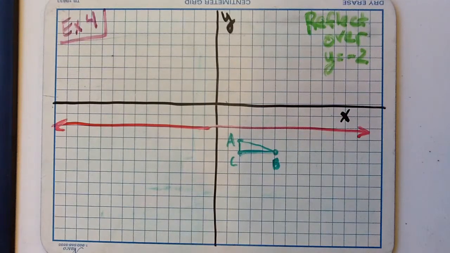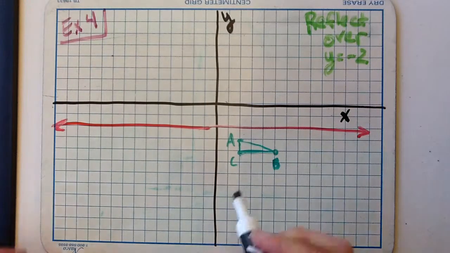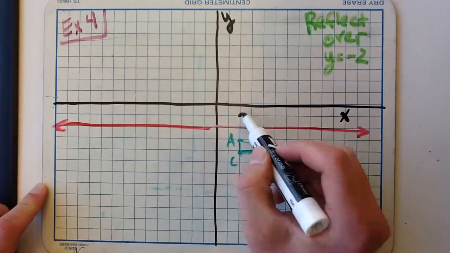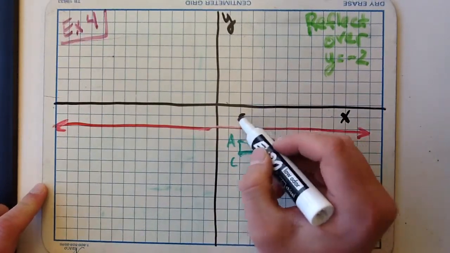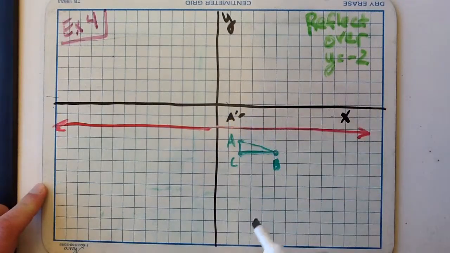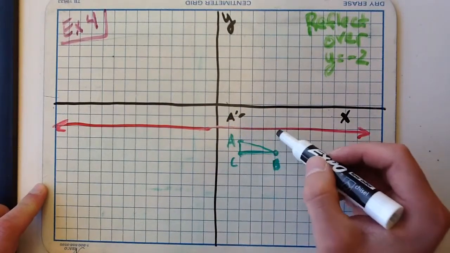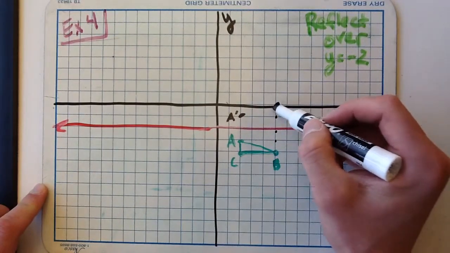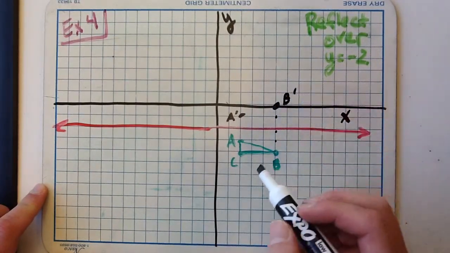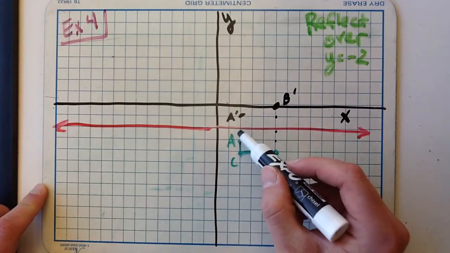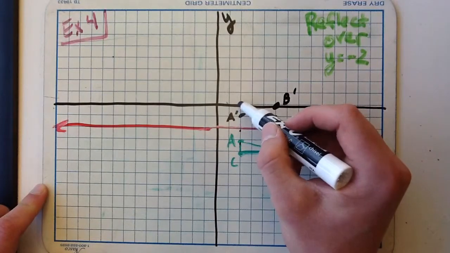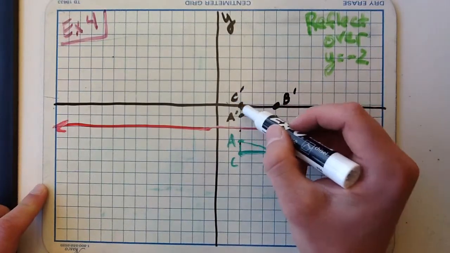Okay, so let's count and see. How far is A away from the line of reflection? It's 1 away, and so it will be 1 away on this side. This will be A prime. How far is B away from the line of reflection? It's 1, 2 away. So on this side, it's 1, 2 away. This is B prime. What about C? C is 1, 2 away, and so on this side, it will be 1, 2 away. This would be C prime.